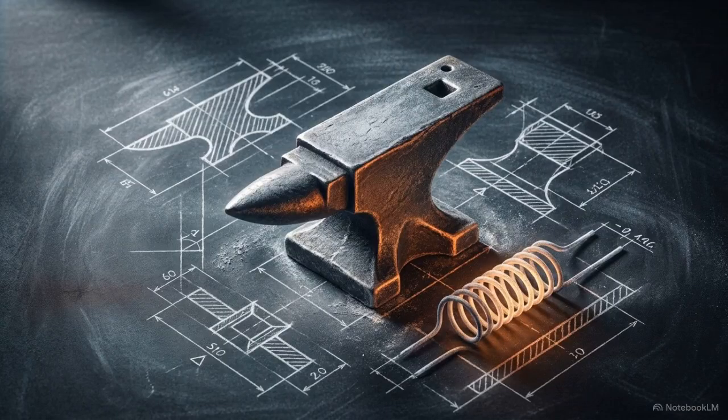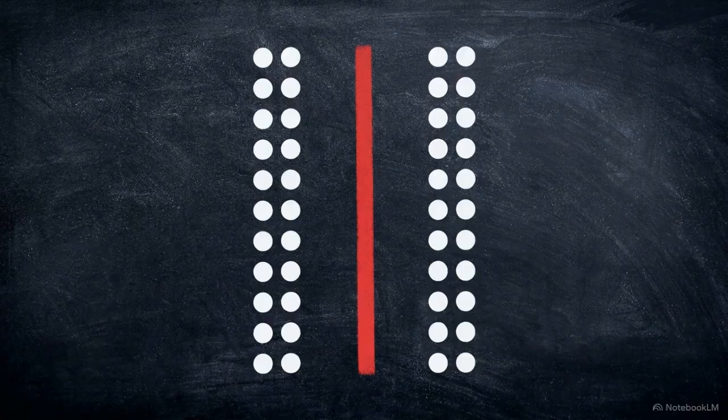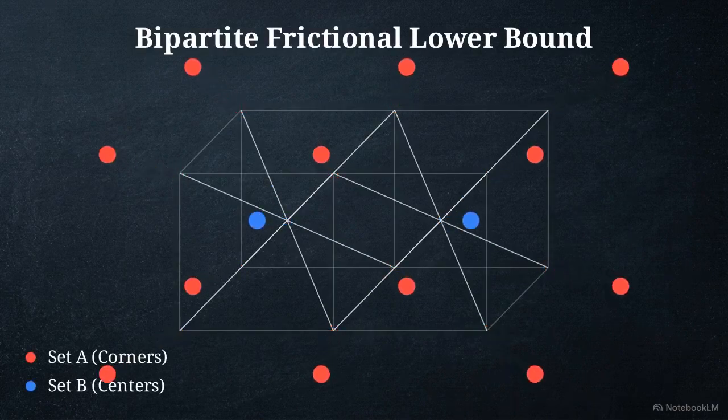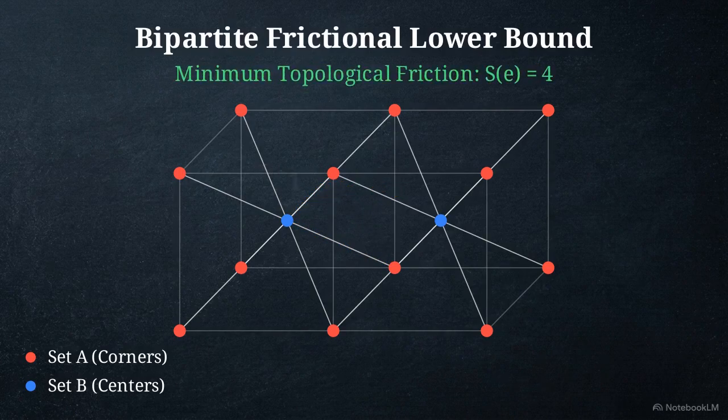Body-centered cubic structures, like iron and tungsten, behave differently. They lack the close-packed planes found in FCC metals. In the topological evaluation of BCC lattices, the SE = 3 fraction is precisely 0. This 0% result is a direct consequence of the bipartite frictional lower bound. A bipartite graph is one where nodes can be divided into 2 sets, with no connections allowed within a single set. Because connections only exist between the 2 sets, bipartite networks mathematically prohibit odd-length cycles like triangles.